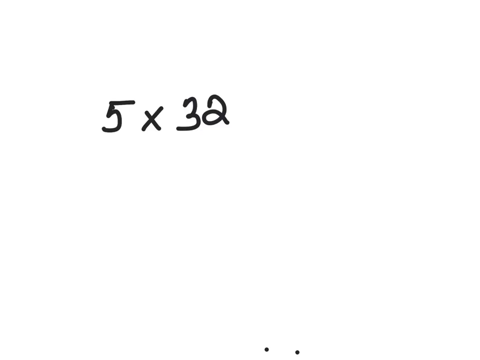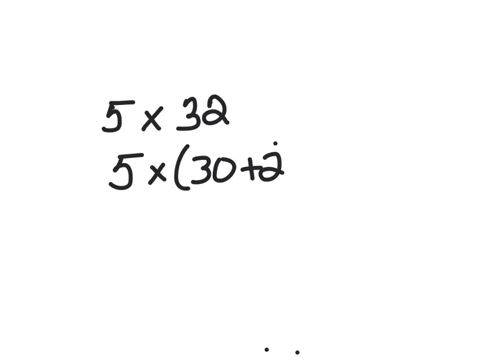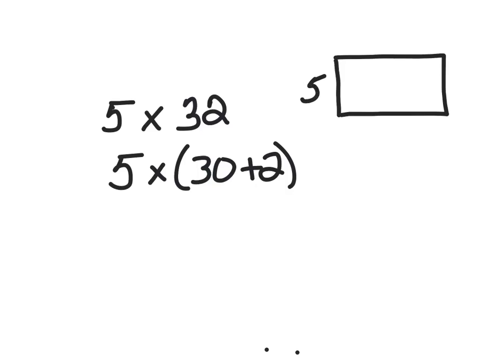We have 5 times 32. We can break up the 32 into 30 plus 2, so it becomes 5 times 30 plus 2. Remember, if we're using our visual, we have our rectangle, so we're using our area model. We would have 5 here, and we would have 30 and 2 here.